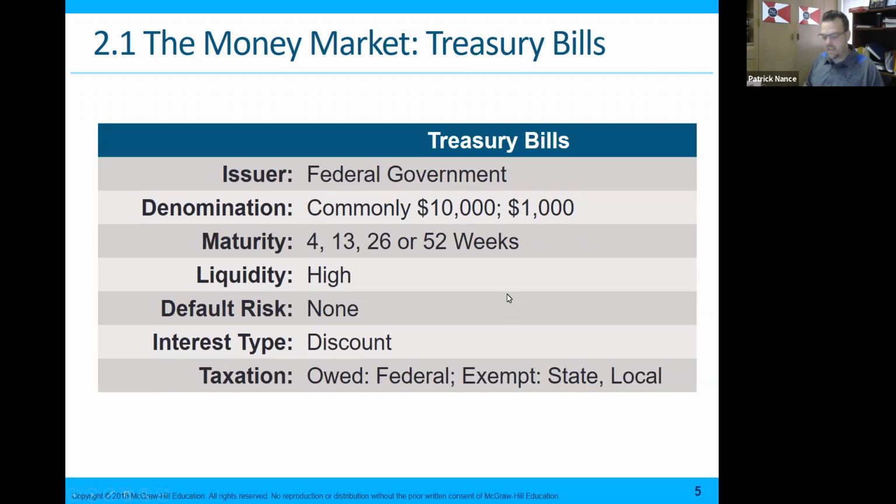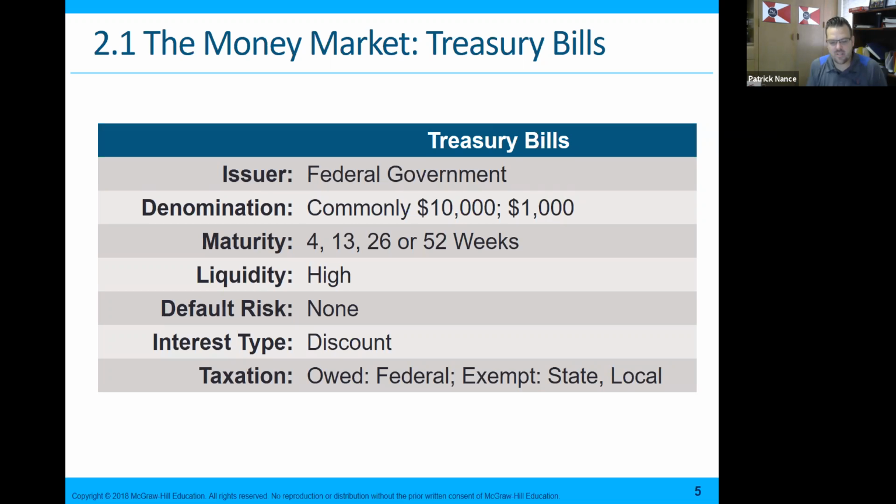Okay, example, we have a T-bill, Treasury bill. These are issued by the federal government. Commonly, the denomination is $10,000 or $1,000. The maturity length is 4, 13, 26, or 52 weeks. So roughly 1 month, 3 months, 6 months, and a year.